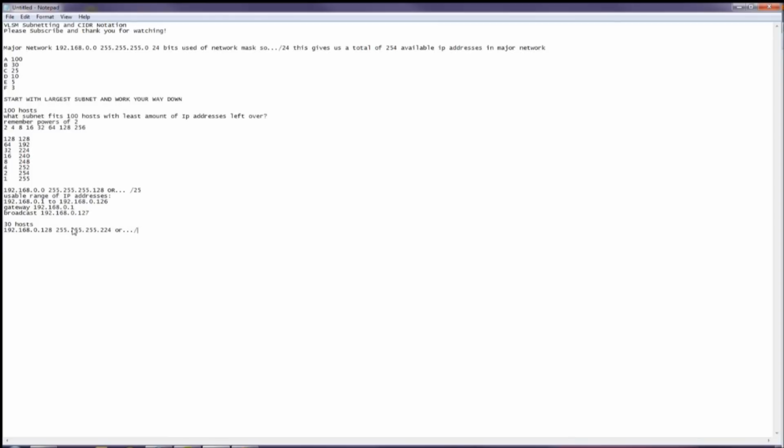And the CIDR notation for that, if you look at the chart, 128 is /25, 64 is /26, then /27 would be for 224. And that gives us a usable range of 192.168.0.129. And you do the math of 30 IP addresses on that. Put it at 158, and that'll give us a gateway address of .129, and that'll put our broadcast address at .159.